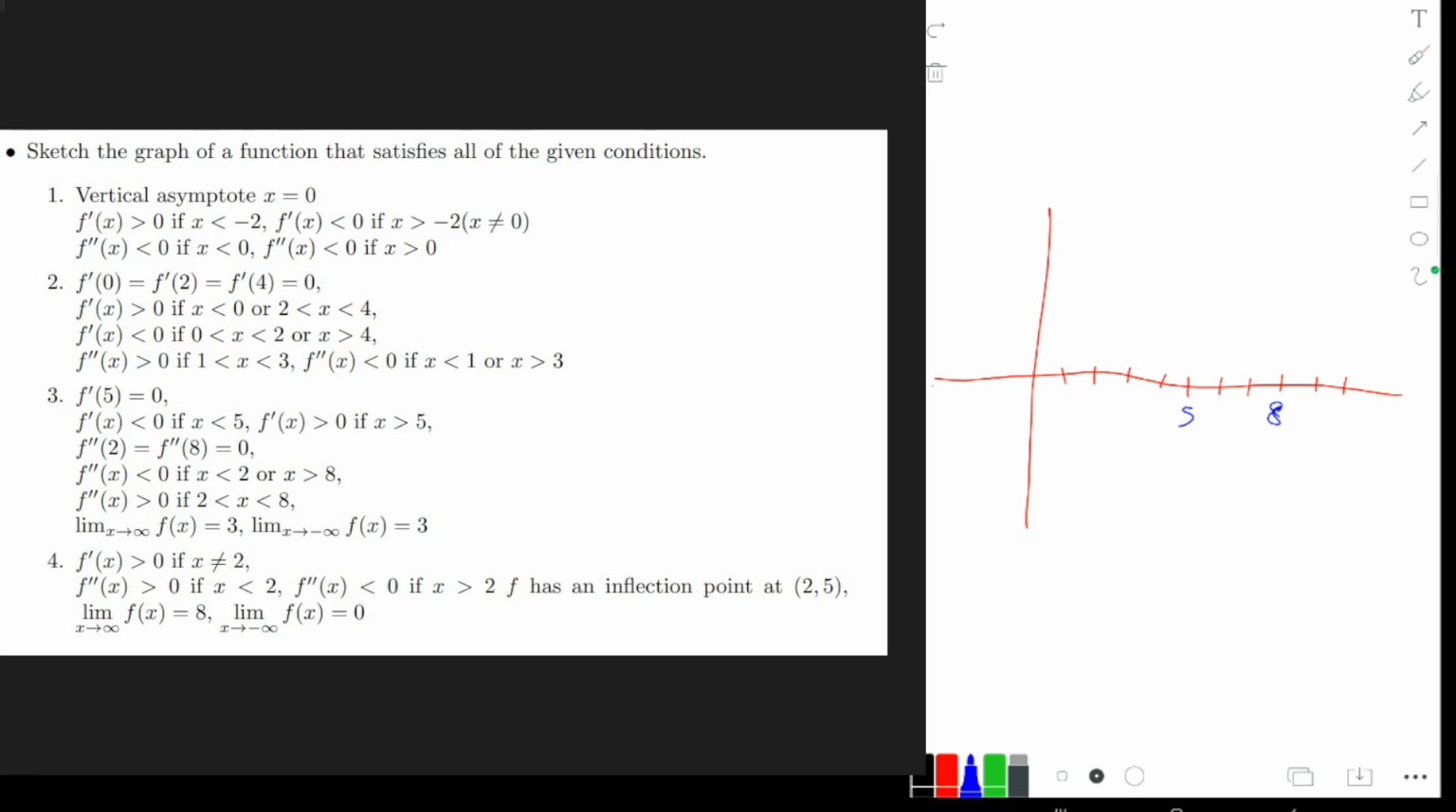So, where was I with the increasing, decreasing business again? Right. On this side of 5, it was increasing. On this side of 5, it's decreasing. The concavity changes at 2 and 8, it looks like. So let's fix these intervals a little bit.